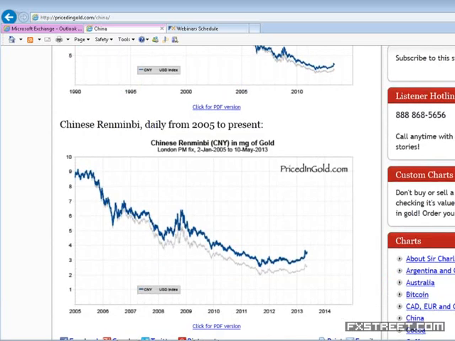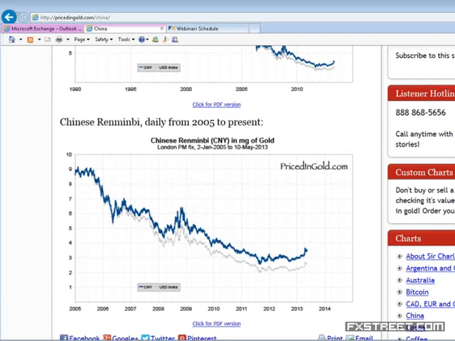Now, you know that the Chinese RMB has appreciated substantially against the U.S. dollar, but as you can see, the Chinese RMB has lost a tremendous amount of purchasing power relative to gold.